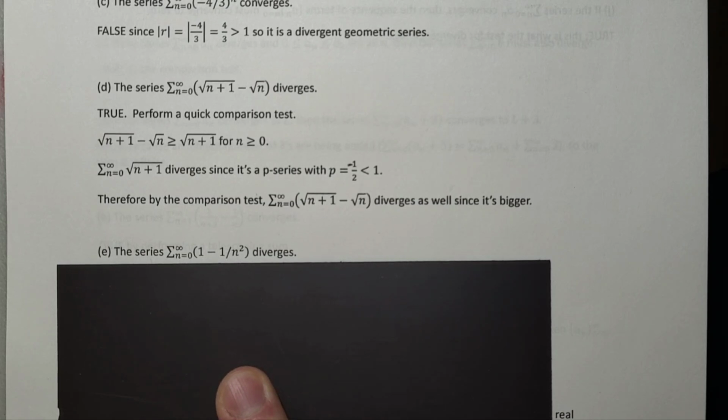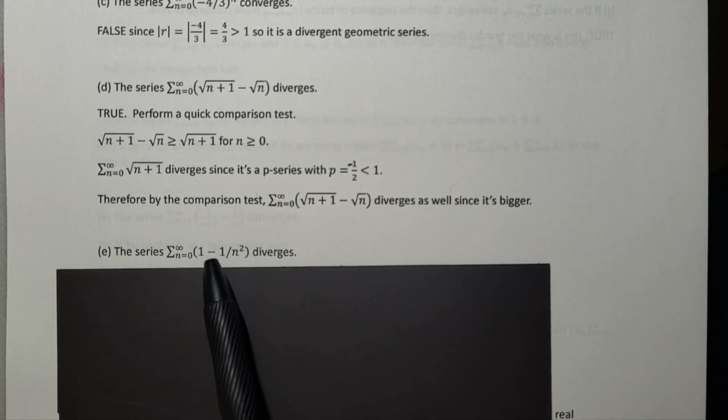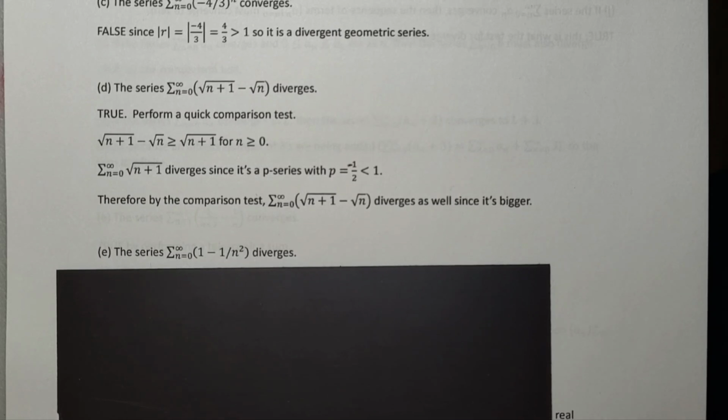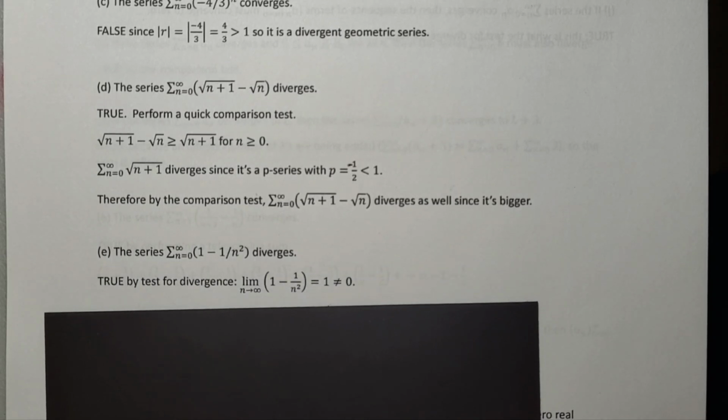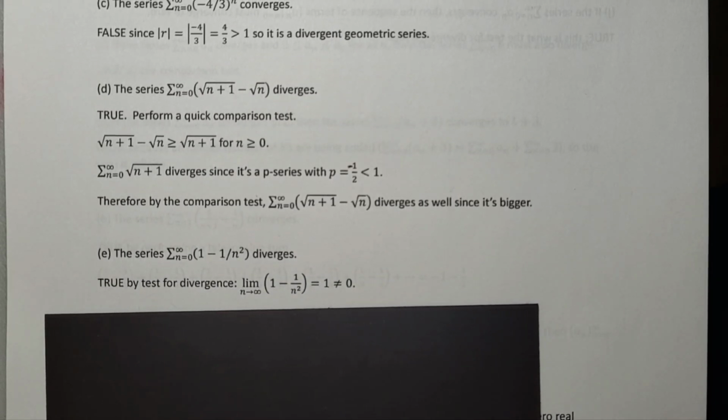Does this series diverge, true or false? It's true. Hopefully this one's a quick one. Do the test for divergence. The limit as n goes to infinity of 1 minus 1 over n squared is 1, which is not equal to 0, so it diverges.